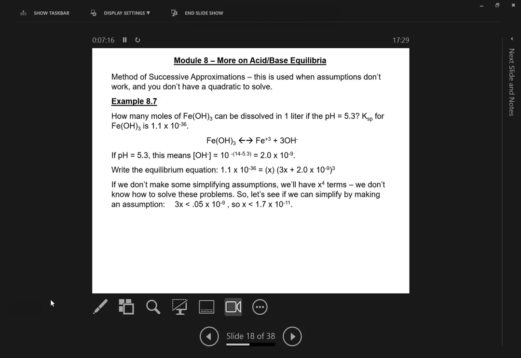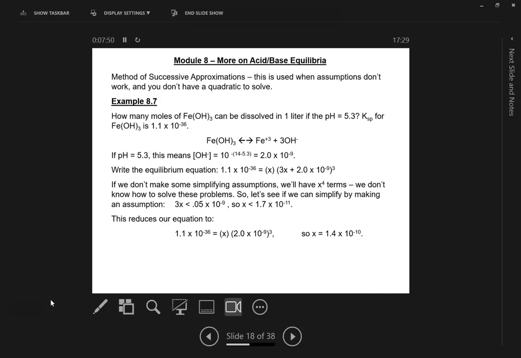But here we're going to have to make a simplifying assumption, because if we don't, we're going to have a 3x cubed, which would be 27x cubed, times x, or an x to the 4th term. So let's see if we can make this simplifying assumption. We do this the same way we've done all the others. 3x less than 0.05 times 10 to the minus 9th, divide by 3. x is 1.7 times 10 to the minus 11th. And this reduces our equation to this.